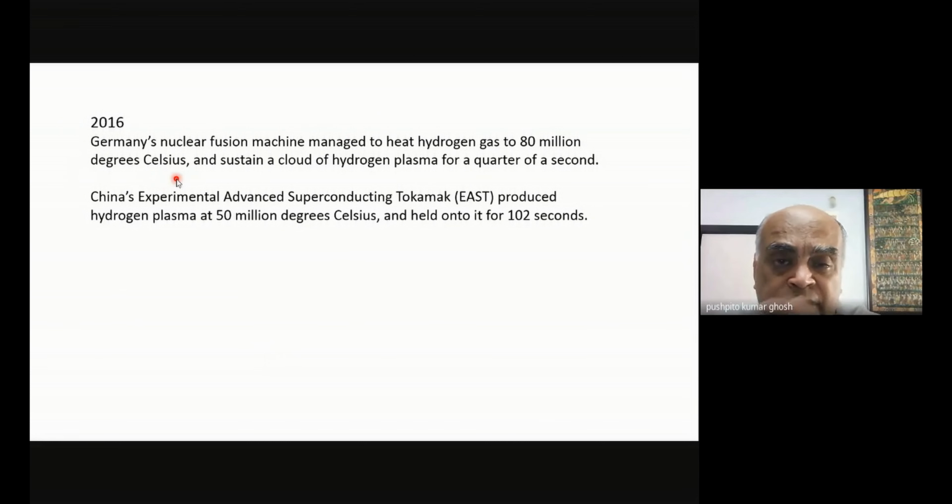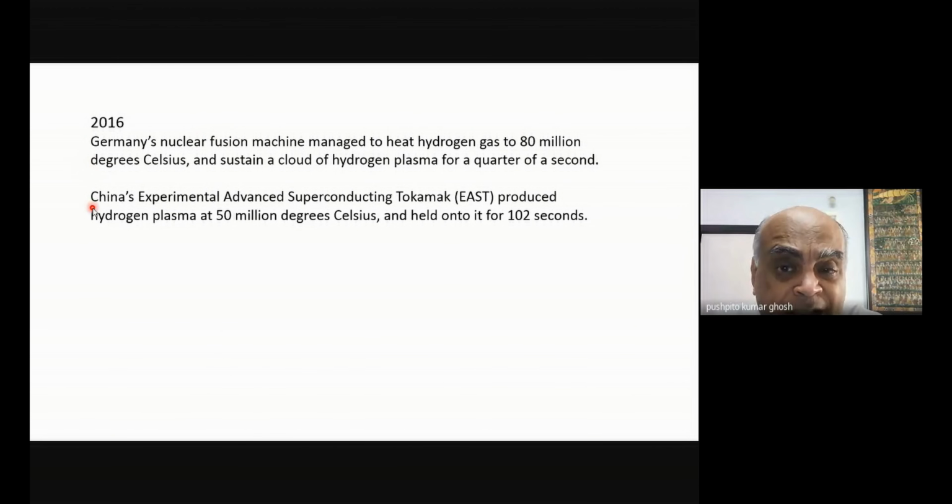In the magnetically confined plasma approach, what is the progress? In 2016, Germany's nuclear fusion machine managed to heat hydrogen gas to 80 million degrees Celsius and sustain a cloud of hydrogen plasma for a quarter of a second. What did we say? Triple product. I need high density, high temperature, and long time. They achieved high temperature, but they did not achieve long time, and because they didn't have a long time, they also didn't achieve high density.